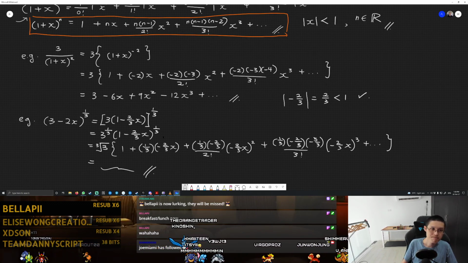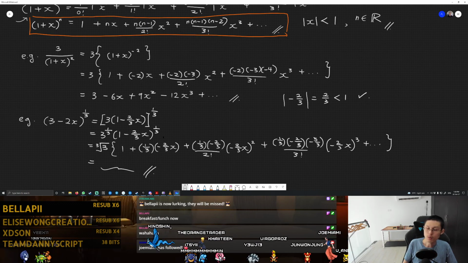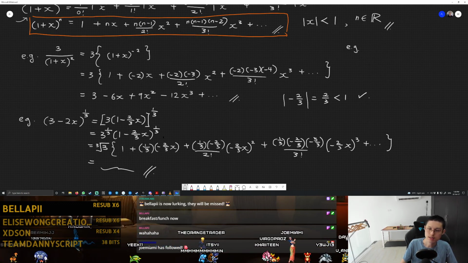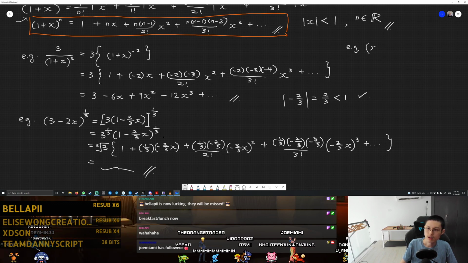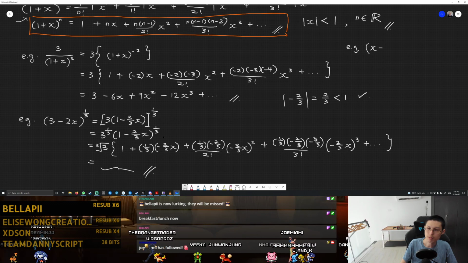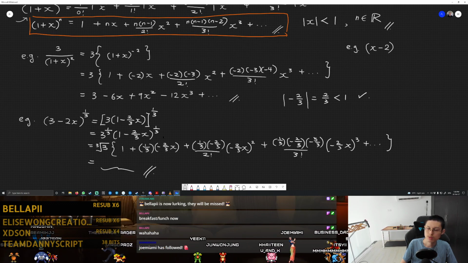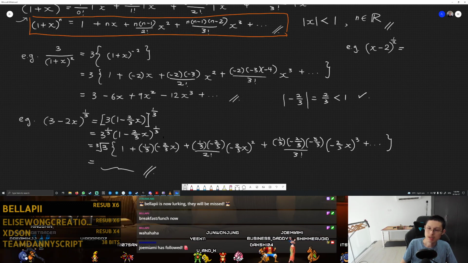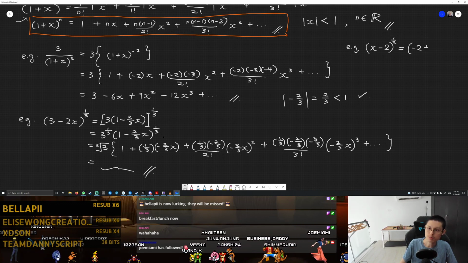Okay, now what if we have another example? Let's say it looks like this: x minus 2 to the power of half. So x minus 2 is the same as negative 2 plus x.